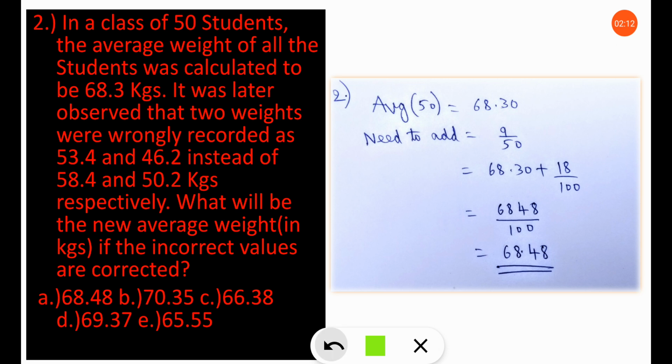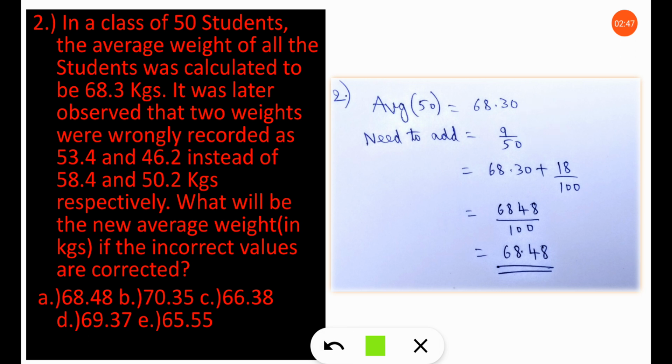So we have to add the extra kgs. How many kgs? The difference between these two is 5 kgs and the difference between these two is 4 kgs. So we have to add 9 kgs. But we should not add this 9 directly to the 68.3 kgs because this is the average value. So we have to find out the average for this 9 kgs also. That's why 9 by 50. Now this 9 by 50 can be added to the 68.3 and the new average can be attained.